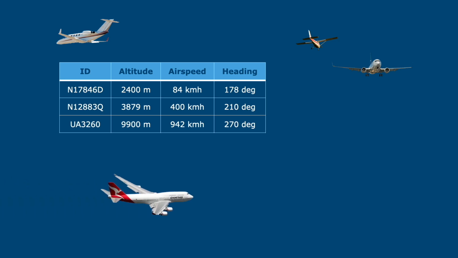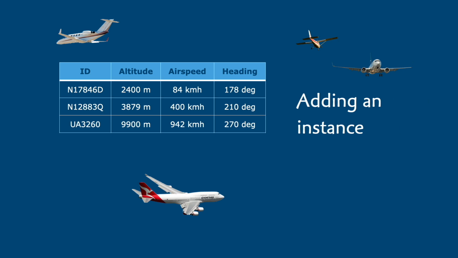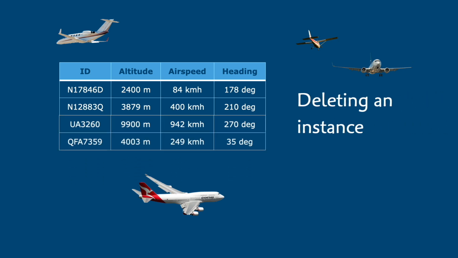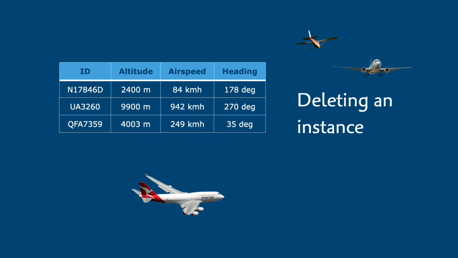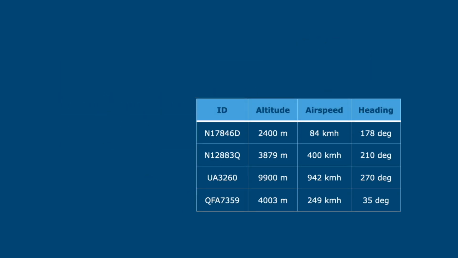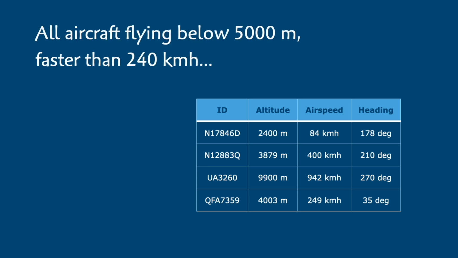Let's say that a Qantas flight enters our airspace. We'll need to create a new instance of aircraft by inserting a new row in our class table. Similarly, if a flight leaves our airspace, we'll need a delete action. The corresponding table operation removes a row from the table. We frequently need to select a set of instances based on some criteria. Let's say we want all instances of aircraft flying below 5,000 meters faster than 240 kilometers an hour. The restrict table operation takes a predicate and returns all rows where the predicate evaluates as true.